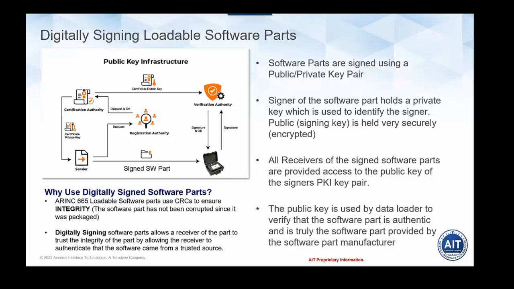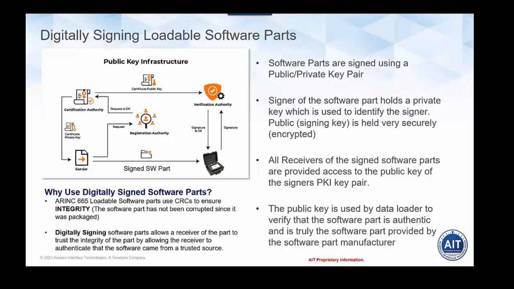But for example, if a bad actor intercepted a software part between the manufacturer and the operator, or whoever's going to load that part, it could be corrupted or changed, and then it could be repackaged into a 665 part and then passed on. And the receiver of that part would have no systematic way of knowing that that part was changed en route, and it would still have integrity because the CRCs would be recalculated after it's changed.